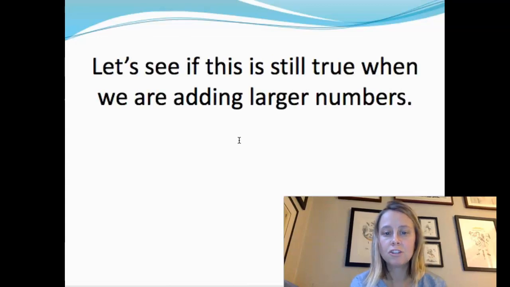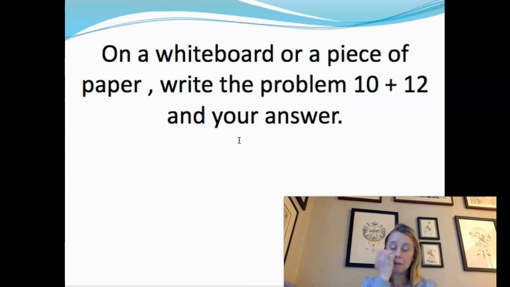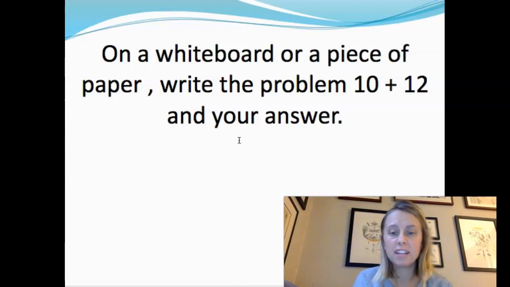And let's see if that's true when it comes to bigger numbers. On a whiteboard or the piece of paper you have, I want you to write the problem 10 plus 12 and your answer. So what is 10 plus 12? Pause that, write it down, and solve, and press play when you're ready.